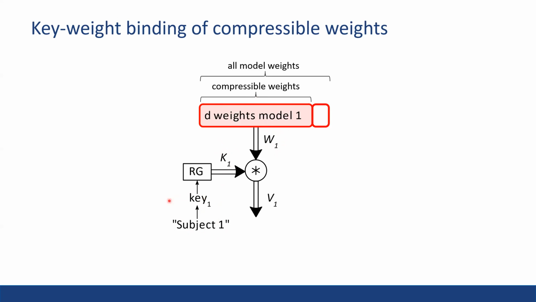And for that, we seed the random number generator with a subject-specific key value. This key value can be just a random seed, for example, 32 bits. So we can generate this key vector K1 on the fly, do the binding, which gives us the key value pair or key vector pair V1. We still have some of the weights which we don't use for the superposition. Those we just keep aside and store them separately.